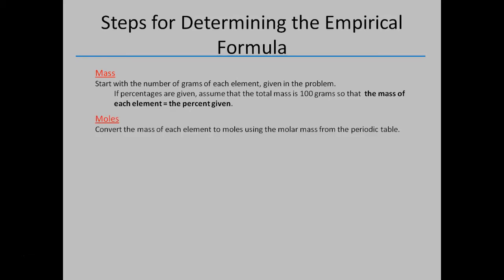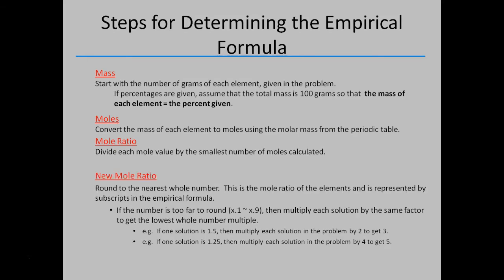We can then take that mass and divide it by its molar mass to get the moles of each element present. Then we can get a mole ratio between all of the elements by dividing by the smallest number of moles present. And then we will look at our mole ratios and see if we have to change them or multiply them by a factor, or if we can round.